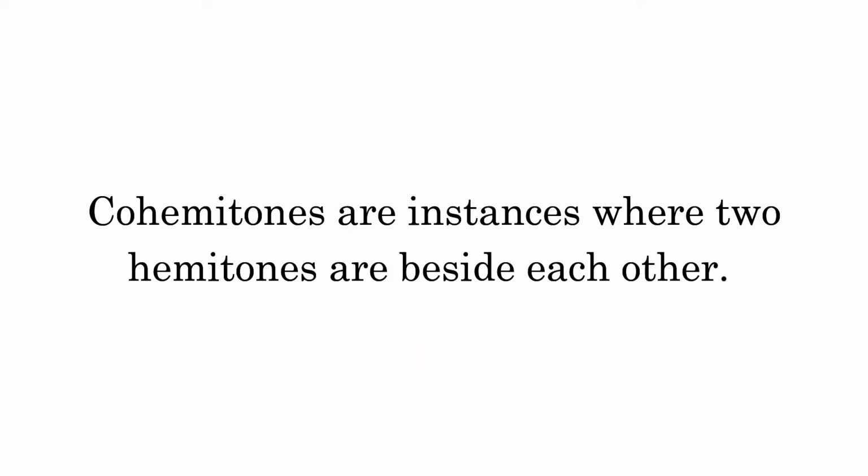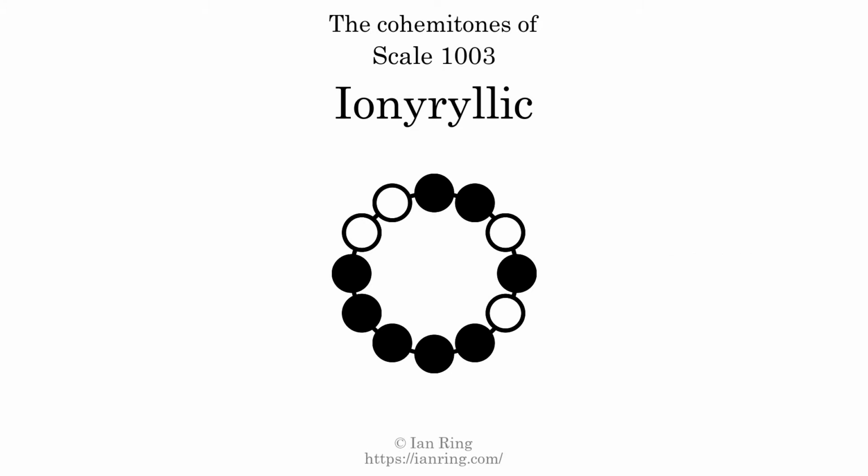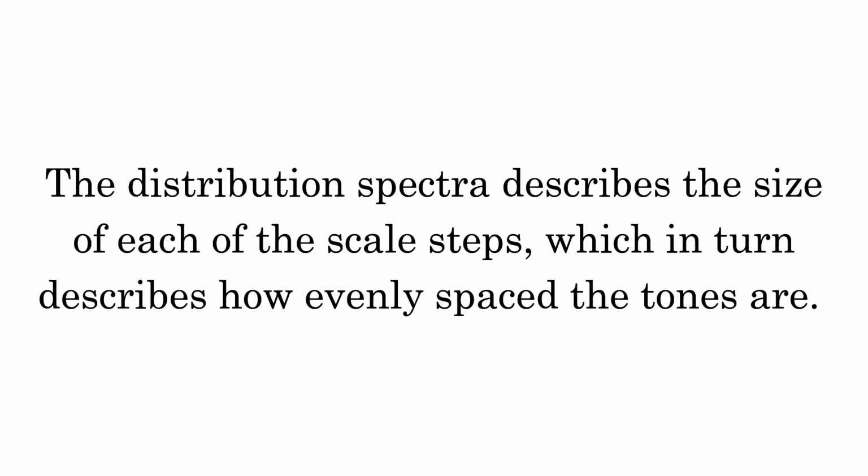Cohematones are instances where 2 hematones are beside each other. This scale has 3 cohematones. They are at positions here, here, and here. The distribution spectra describes the size of each of the scale steps, which in turn describes how evenly spaced the tones are.